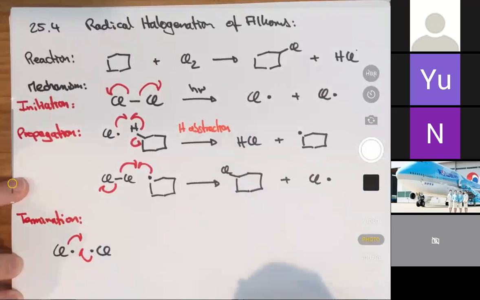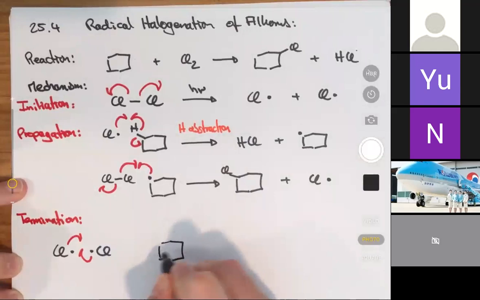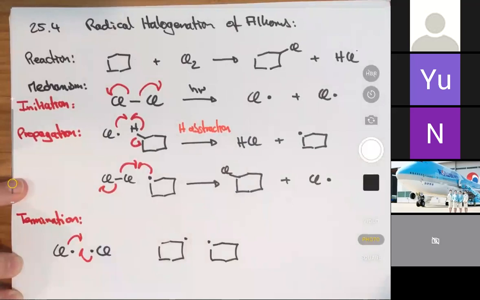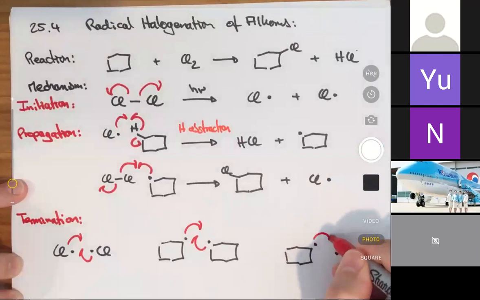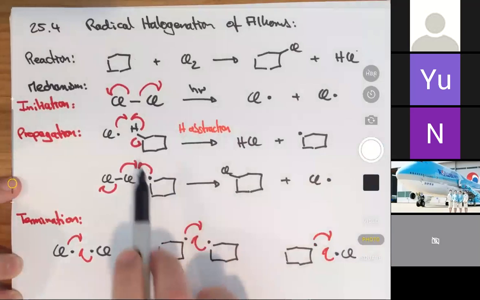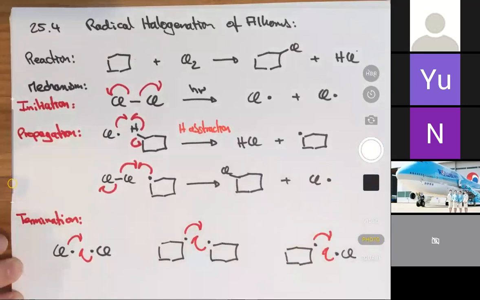Now, of course, these are not the only possible termination reactions. You can have two carbon-centered radicals recombining. So this gives a completely different product than we had anticipated. This gives essentially bicyclohexane. Or the last one, of course, you can have a mixed recombination. You can find a carbon radical that recombines with a chlorine. And this also annihilates one radical species each and essentially lowers the number of active species partaking in this radical chain reaction.